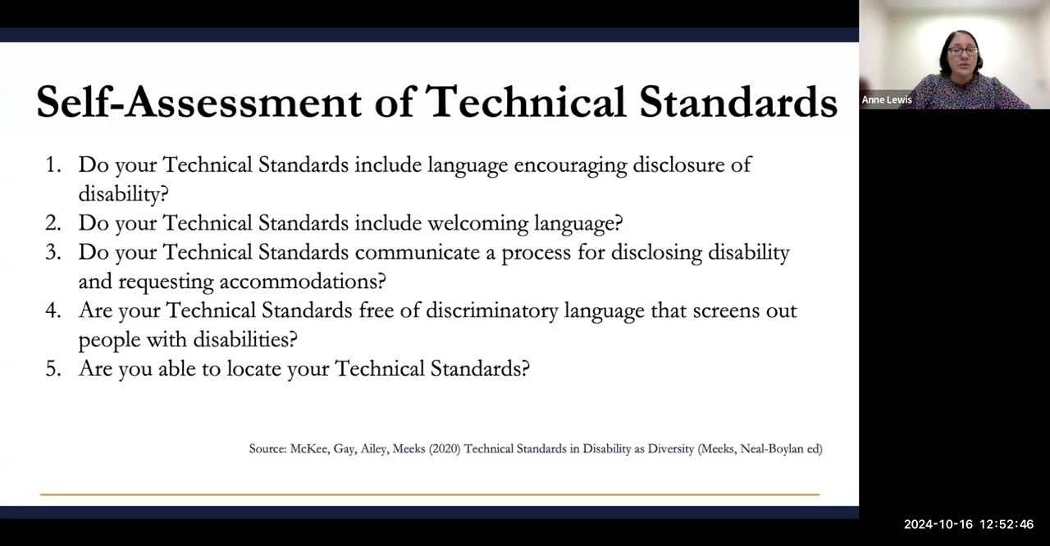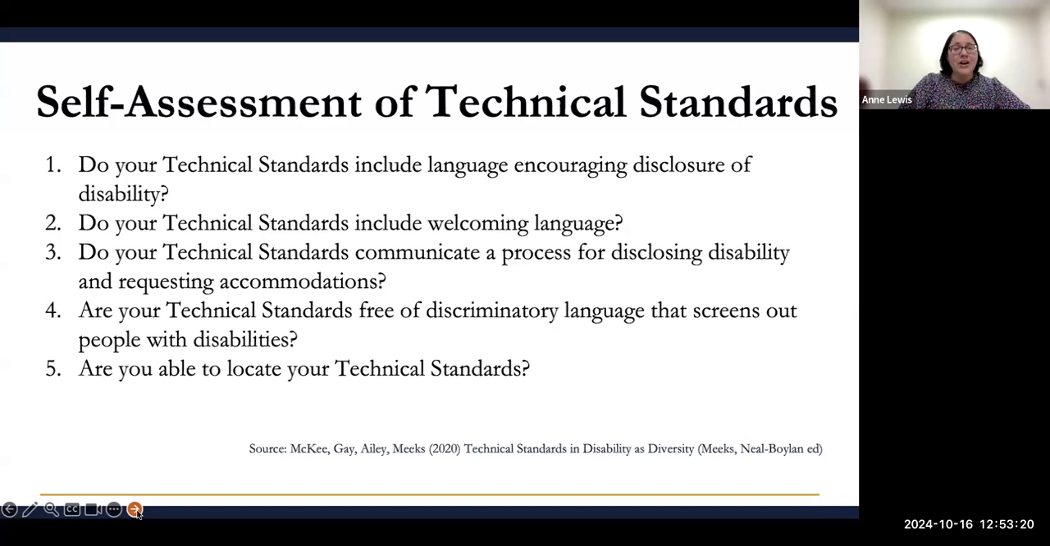Ensure that students know how to request accommodations early and have the necessary information to do so. Fourth, are your technical standards free of non-inclusive and discriminatory language that could exclude people with disabilities? Avoid eligibility criteria that might unintentionally screen out individuals with disabilities. Terms such as hear, speak, or walk are often unnecessary and inappropriate in technical standards for health professions.